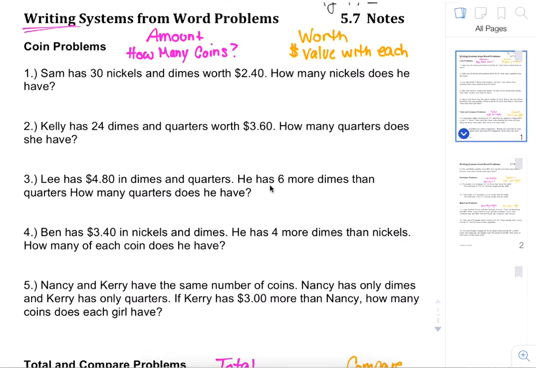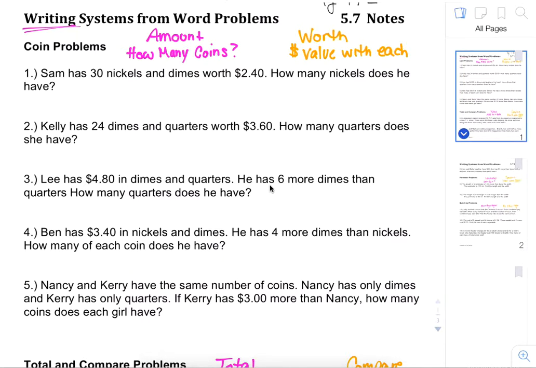When you are talking about the total worth, you are going to have to talk about how much each coin's value is. So instead of just saying the dimes, there's 3 of them, now we actually have to put 0.10 dimes. We actually have to say that each of those dimes is worth 10 cents. Let's go through the first problem so you can see what I mean.